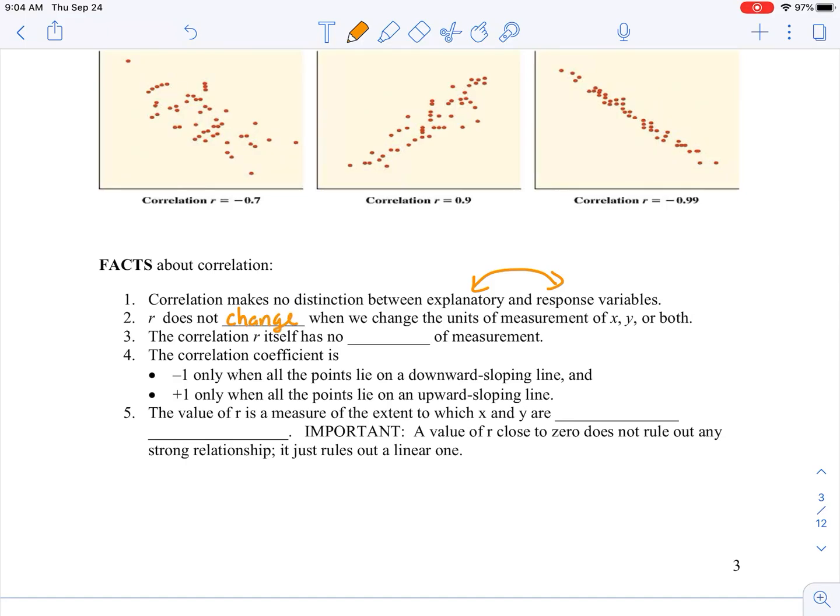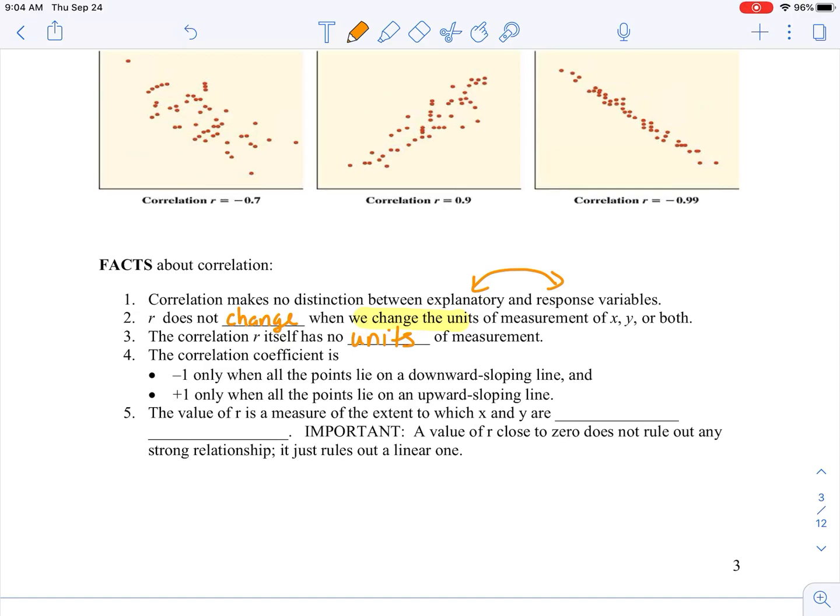Our correlation does not change if we change the units. Hopefully we'll do an activity or two in class that will demonstrate that, but when we change the units, that does not affect my R value. My relationship between the points is still going to remain the same. R really has no units itself, so we don't have to worry about that.